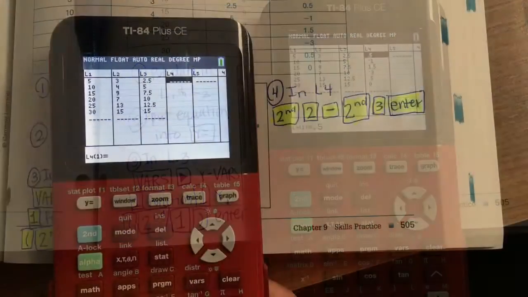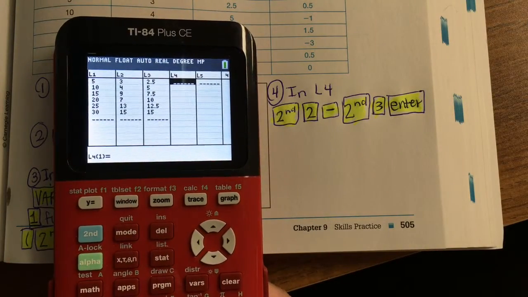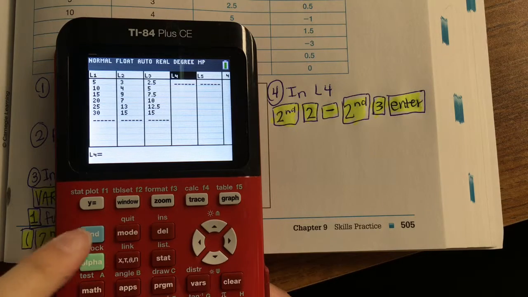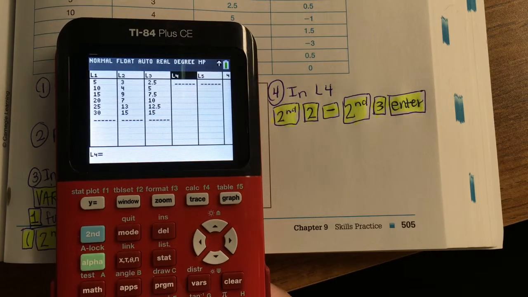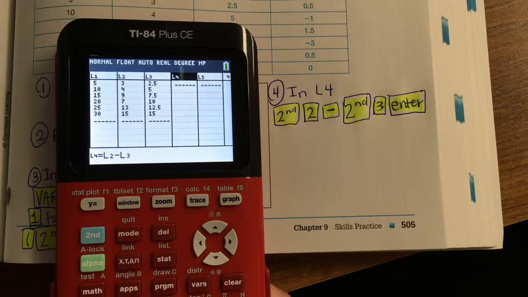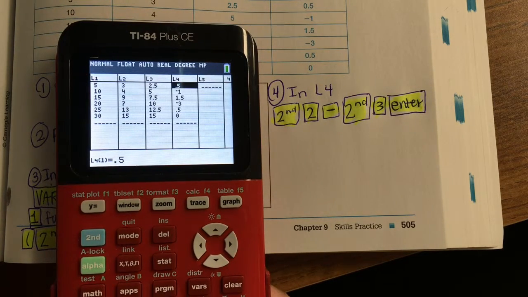So I'll write those down. Here are the directions, and I'll explain it one more time. So into L4 means we go up to L4, and then we're going to do second 2 minus second 3, and then enter. And then poof, we have it.